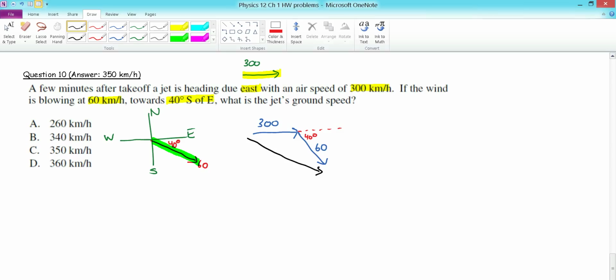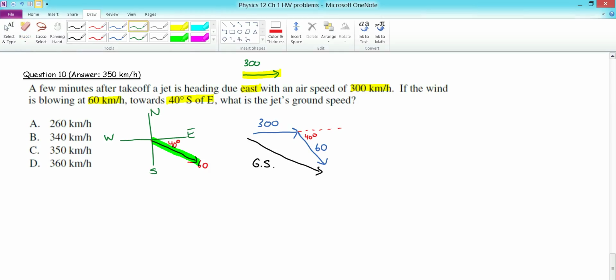And whenever a plane is flying in one direction, and you are going against an airspeed, the resultant is your plane's ground speed. So this is your ground speed right there. All right, so in order to solve this problem, we need to know this angle right here. Let's break that down.